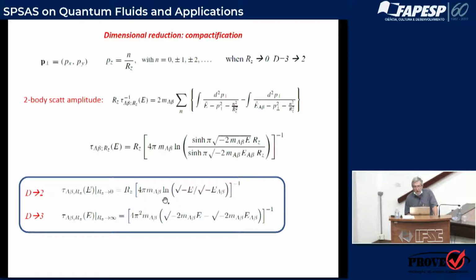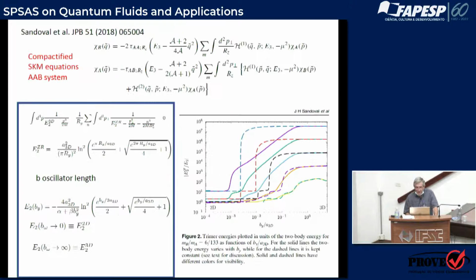And you see here why in two dimensions you do not have the scale symmetry? Because you are not able to throw away this energy. So everything is scaled by the two-body energy. Now, when you make Rz go to infinity, we go to the standard formula. So really, this makes the transition. Okay, you can build the Skorniakov-Ter-Martirosian integral equations with these periodic boundary conditions.